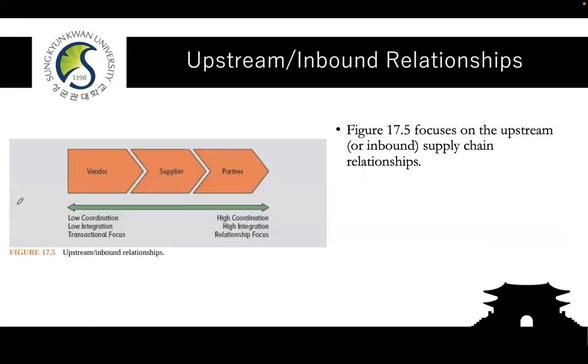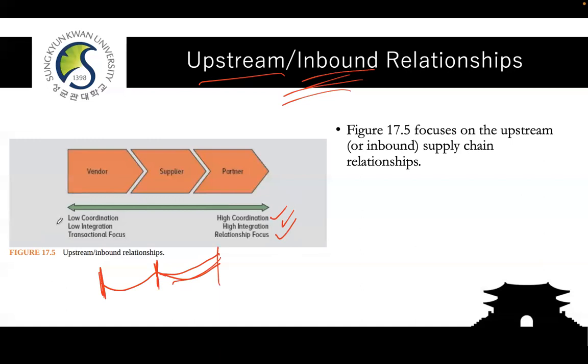Interorganizational relationships. Here, I think we go straight to the two figures. This is the upstream, the inbound logistics, the inbound relationship. We have three levels here, from vendor to supplier to partner. The lowest level of relationship we call vendor. We simply buy something from the vendor. We don't have a close relationship. But if we cooperate further, then we call it supplier. And of course, if we work closely, we call it partner. So higher coordination, higher integration, and higher relationship focus.